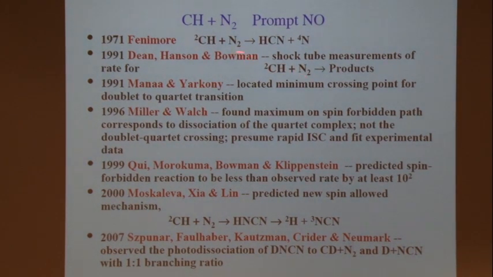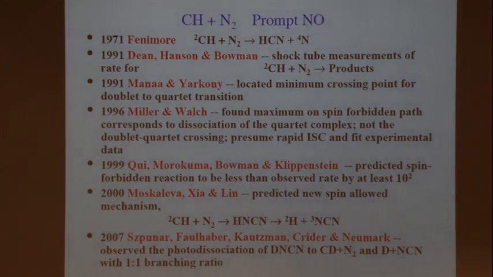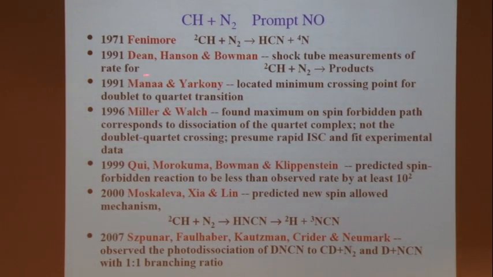Hansen's group and Bowman did some measurements of this. Yarkoni started doing calculations to try to understand how that reaction happened. More calculations. They predicted that the rate should be less than the observed rate by at least a factor of 100, so something's wrong with the calculations.